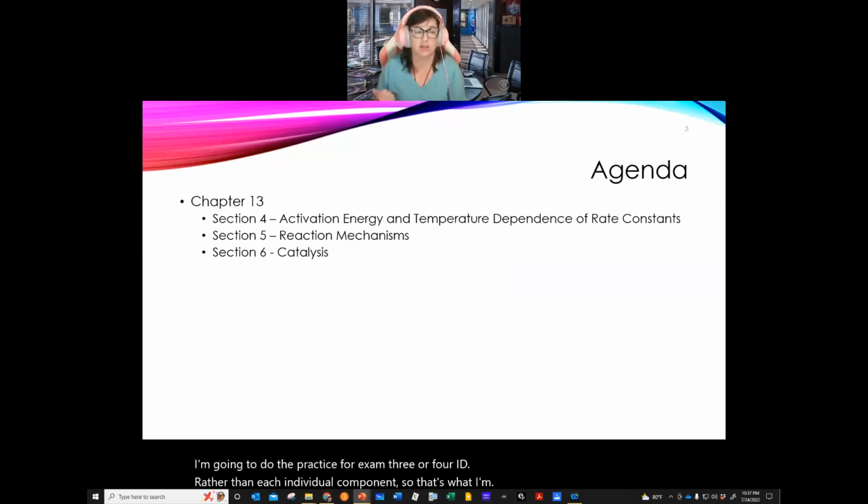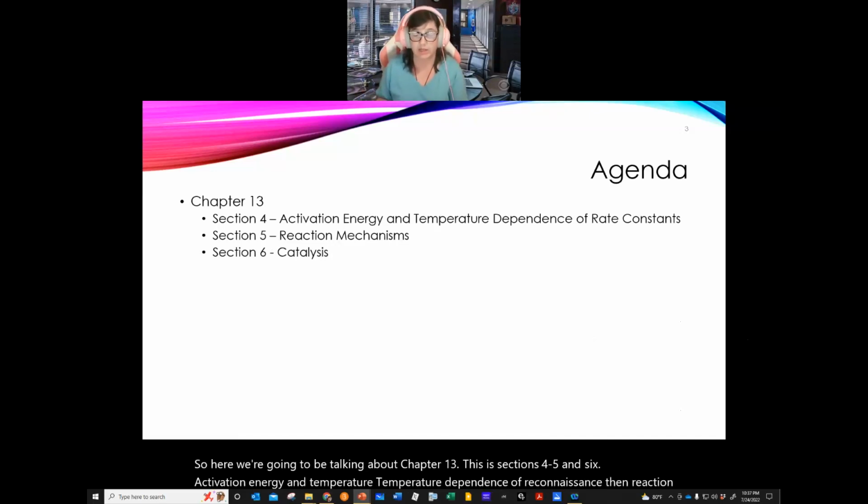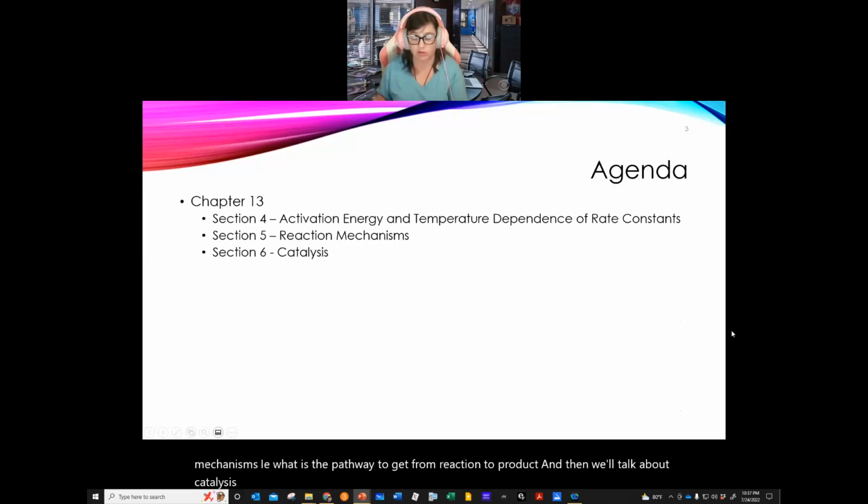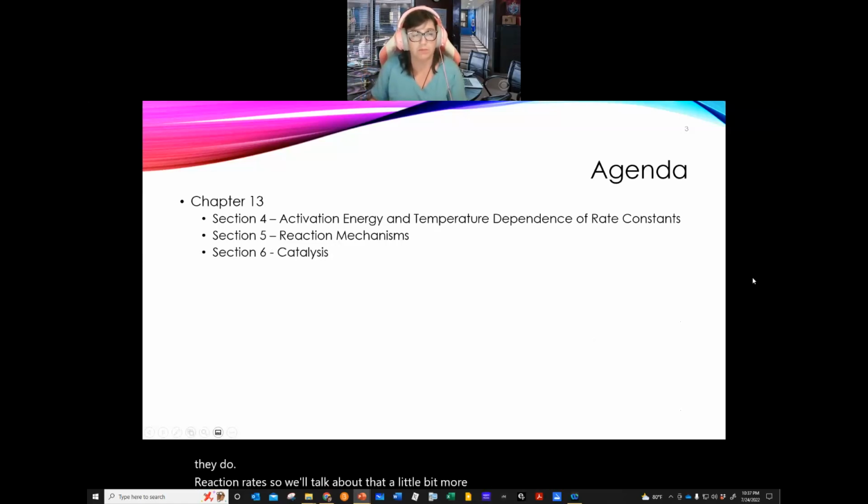So here we're going to be talking about chapter 13, sections 4, 5, and 6. So we're going to talk about activation energy and temperature dependence of rate constants. Then reaction mechanisms, i.e. what is the pathway to get from reactant to product. And then we'll talk about catalysis. We talked about catalysts before a little bit in terms of what they do with reaction rates. So we'll talk about that a little bit more here, okay?